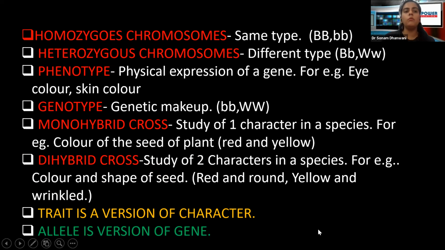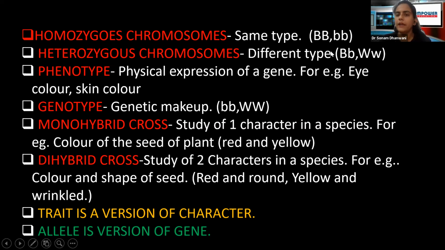Now, what are homozygous chromosomes? Homozygous means of the same type. Either both have to be dominant or both have to be recessive. And heterozygous means dominant and recessive can be together. Different. Hetero means different, homo means same. So either both dominant characters will come or both recessive will come.